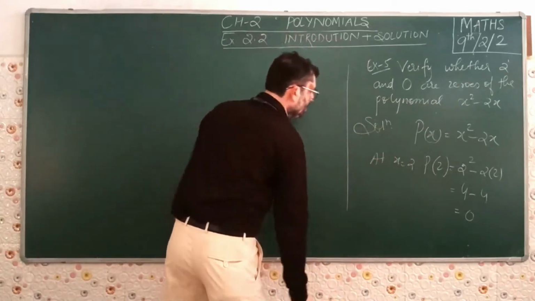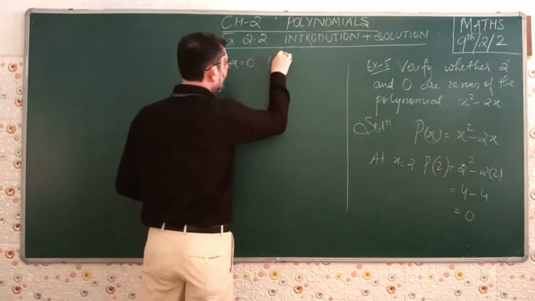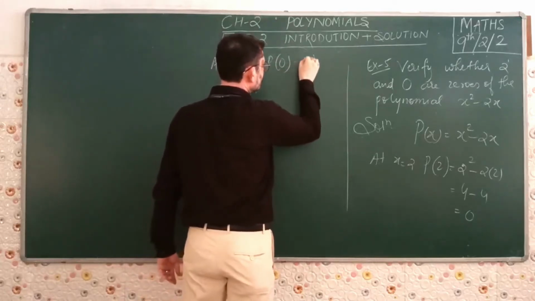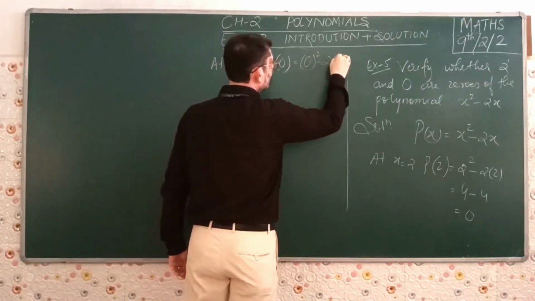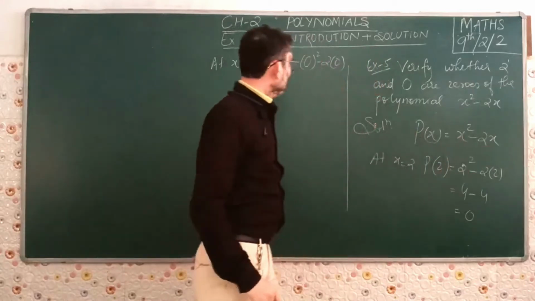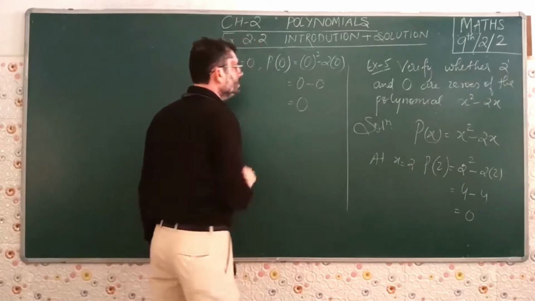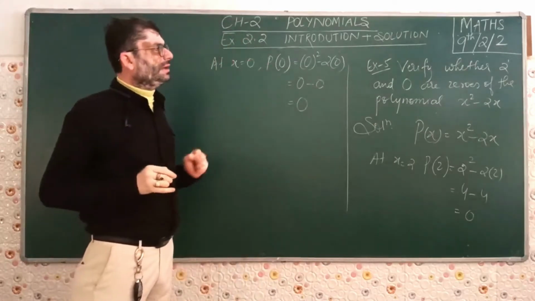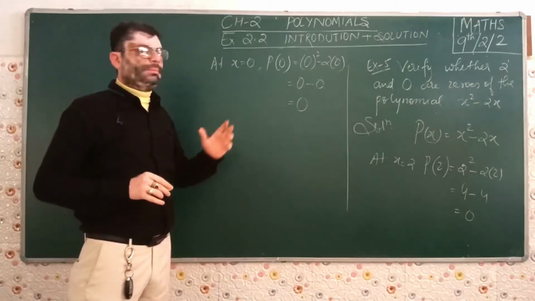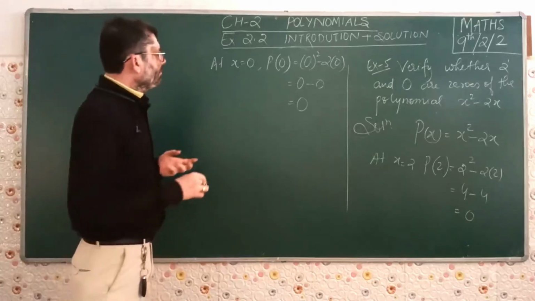Let us check for the next value, x equals 0. So p of 0 will be equal to x square minus 2x. So 0 square minus 2 into 0, substituting the value of x to be 0 in the given polynomial. So 0 square is 0, minus 2 into 0 is 0, and this is also 0. That means at both the values, x equals 2 and x equals 0, the value of the polynomial becomes 0. That means both the values of x are the zeros of the polynomial.